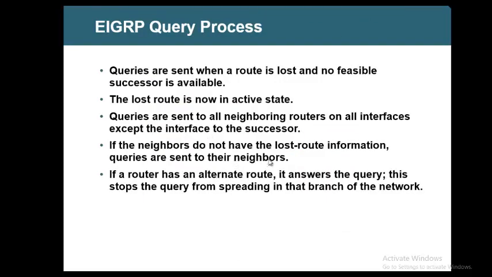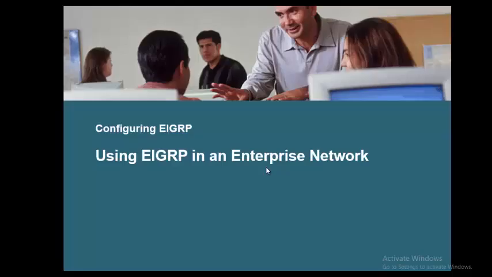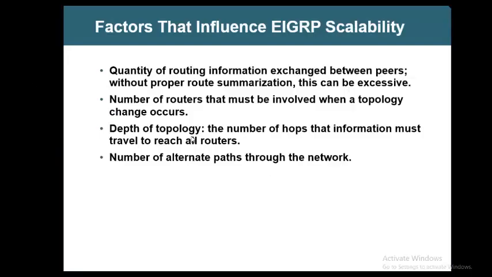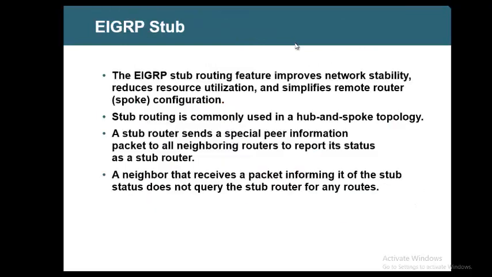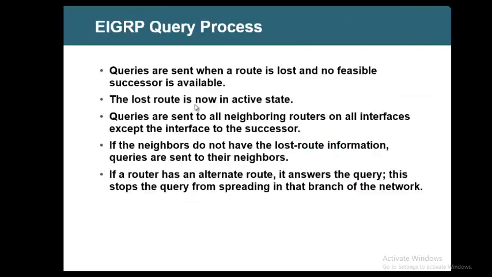If the neighbor does not have the lost route information, the queries are sent to their neighbors. This is where the problem is. This is where the depth of the topology, the number of the routers that are involved in the topology chain, all this comes into picture. These are the things that influence the scalability of this protocol. So we need to somehow stop this query sending to all neighbors in all directions.